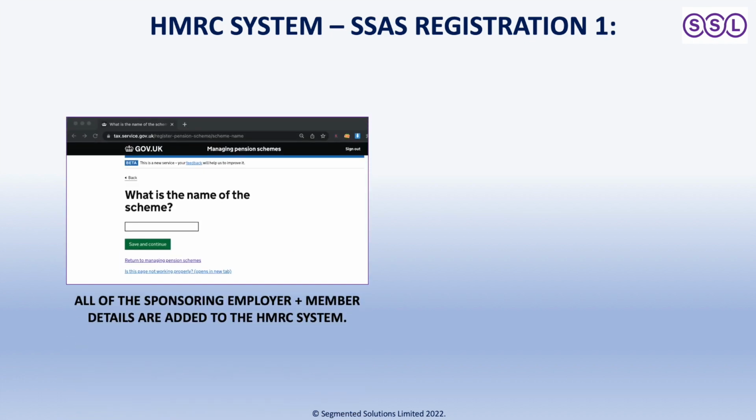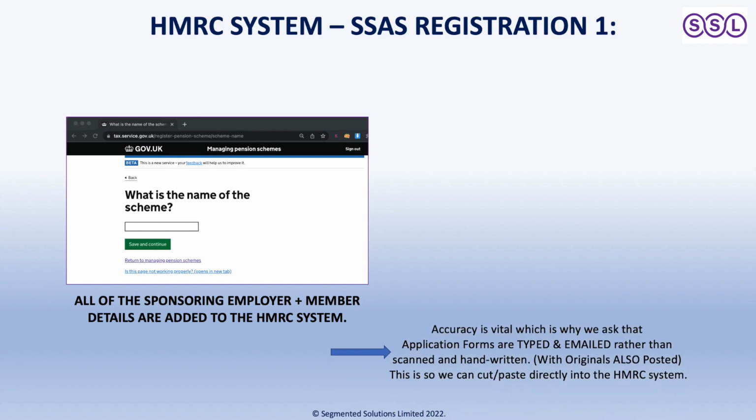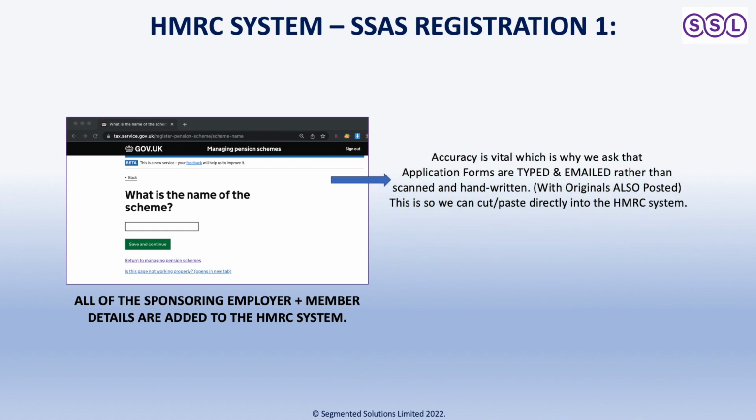And then we set about adding things to the HMRC system. So we put all of the sponsoring employer details, all the member details into the computer system at HMRC. And that's where accuracy is really important, and that's why we ask for the application forms to be typed into, because it's a lot easier to copy and paste from a digital PDF rather than trying to read handwriting where sometimes different digits can be mistaken for each other. It saves a lot of time. So although you sometimes have to put originals in the post, please make sure that we also get the live digital versions. It makes life a lot easier and a lot quicker all around.